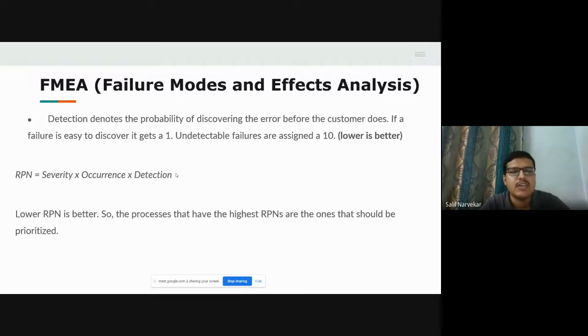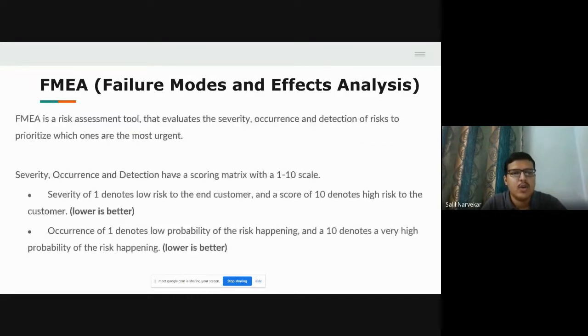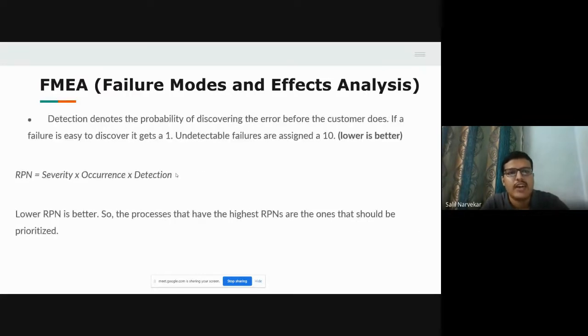And based on this, we calculate a risk priority number, RPN, which is the product of severity, occurrence, and detection. As told earlier, a low score for severity is better, a low score for occurrence is better, and a low score for detection is better. So overall, a low RPN value is better. And processes that have a high RPN value are the ones we should put the most focus upon.